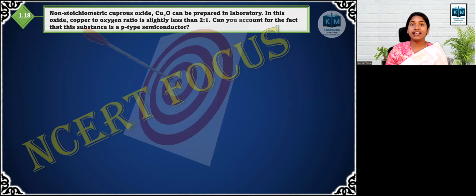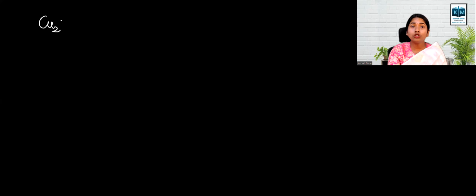Non-stoichiometric cuprous oxide, Cu2O, can be prepared in the laboratory. In this oxide, the copper to oxygen ratio is slightly less than 2:1. Can you account for the fact that this substance is a P-type semiconductor? Cu2O should actually have the ratio 2:1, 2 copper and 1 oxygen, but actually the ratio is less than that. What is the meaning? We will see it.